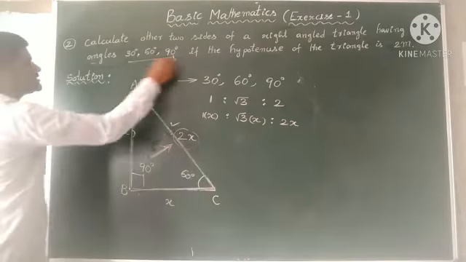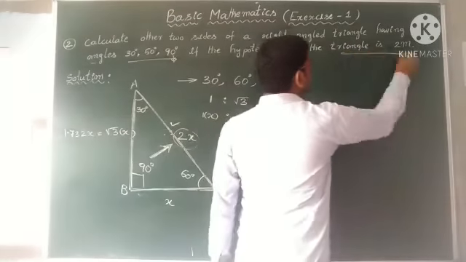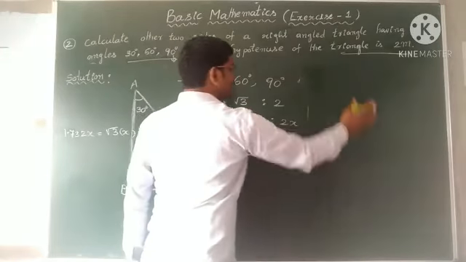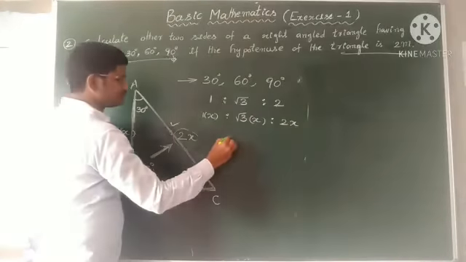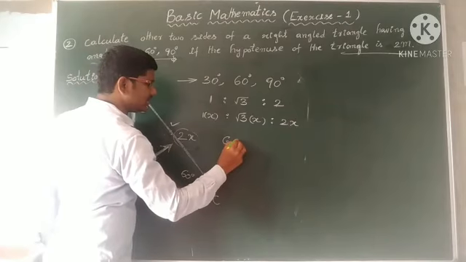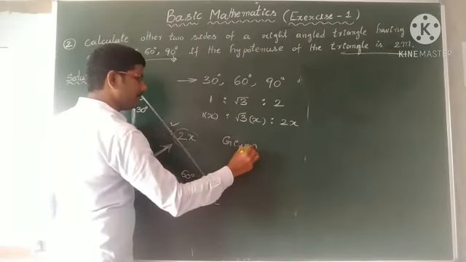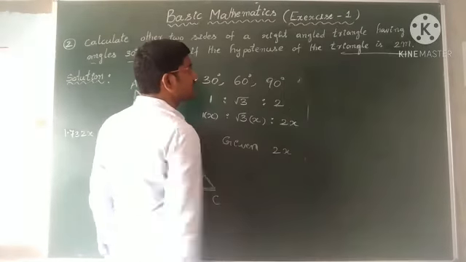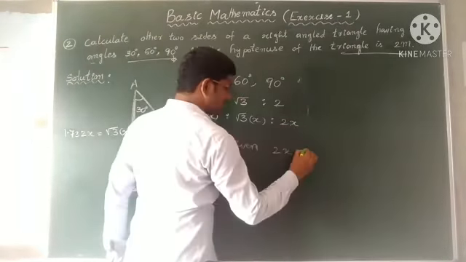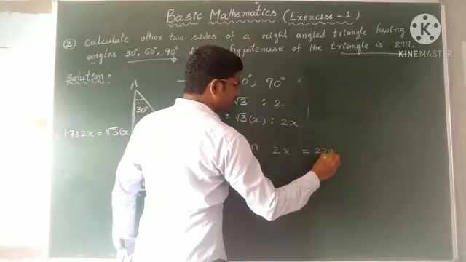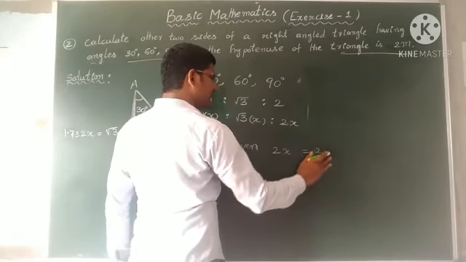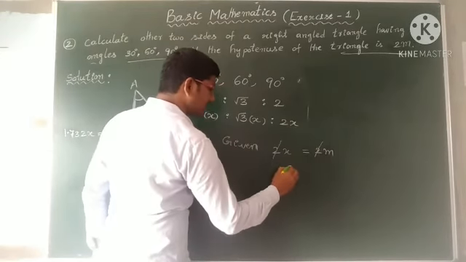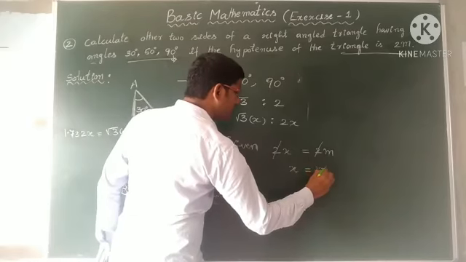So now see students, in the 30, 60, 90 degrees triangle, the hypotenuse is given as 2 meters. Hypotenuse length means 2x. So I'll go for the solution directly. Given: 2x, the hypotenuse length, is equal to 2 into x units, and that length is given as 2 meters. Meter is a unit, leave it. So 2x is equal to 2 meters. 2 gets cancelled, then x is equal to 1 meter.